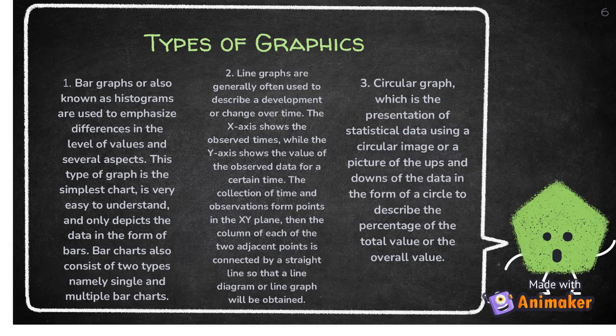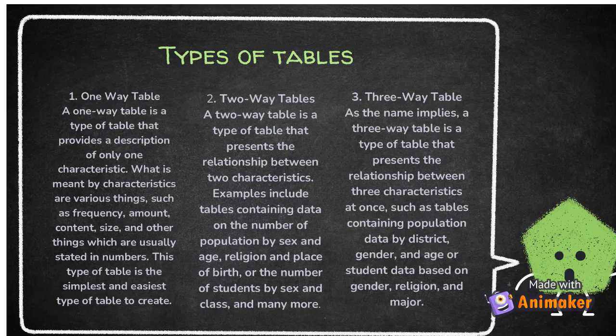1. One-way table. A one-way table is a type of table that provides a description of only one characteristic. What is meant by characteristics are various things such as frequency, amount, content, size, and other things which are usually stated in numbers. This type is the simplest and easiest type of table to create.